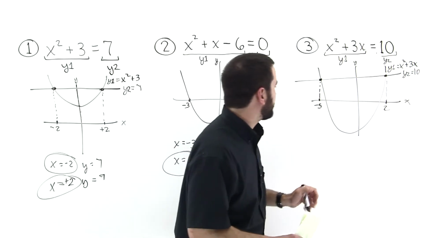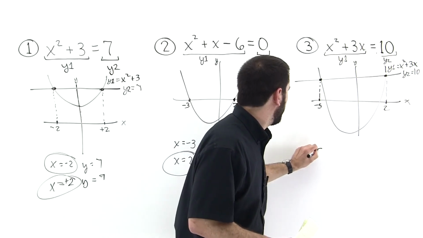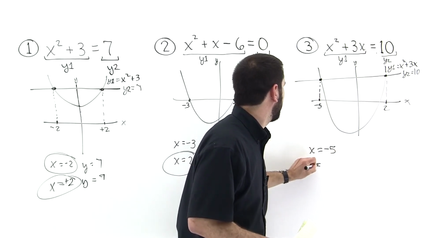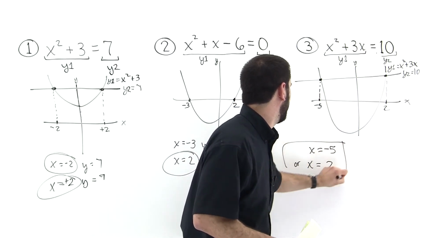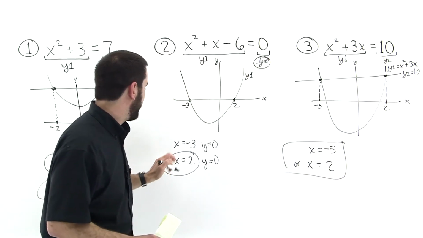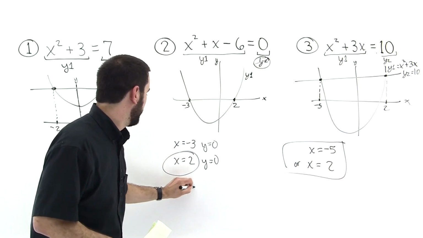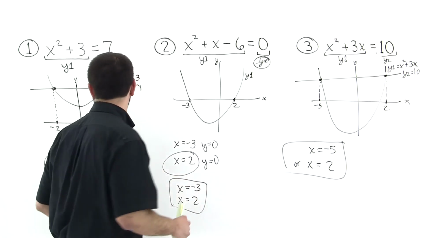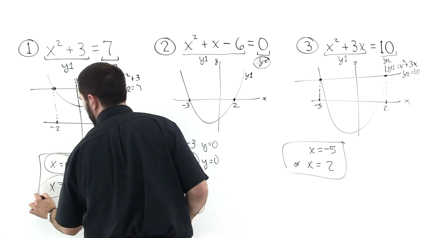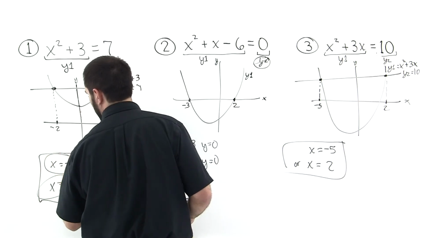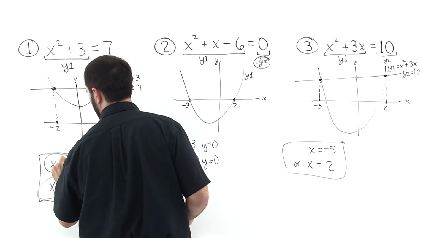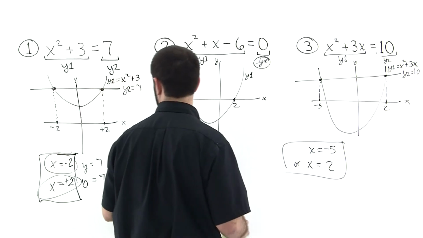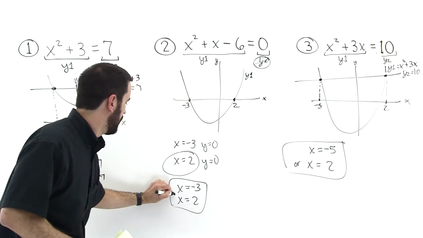So for this one, x is equal to -5 or x is equal to 2. And you would report your answer like so. And for this one, you would report x equals -3 and x equals 2. And for this one, you would report these two answers. So this is or like this, okay?